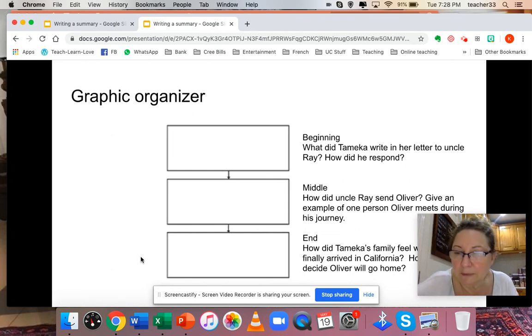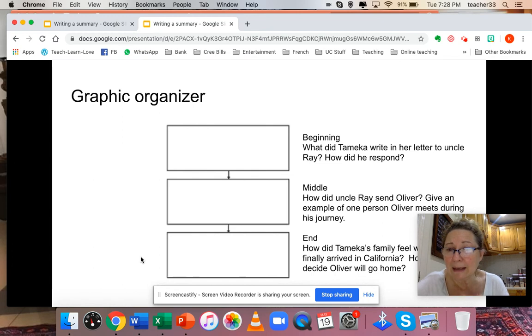Now, for the middle, you will tell me the details about how did Uncle Ray send Oliver to visit Tamika. And then you will give an example of one person Oliver meets during his journey. There were many people he met. And if you try to include all of the people, your writing would be very, very long, right? So I just want you to focus on one. So pick the character that you really liked. It could be the truck driver. It could be the three sisters that inherited money and went on a trip to California. It could be the lawyer that went camping and Oliver saved him from bears. Up to you. Just pick one person.